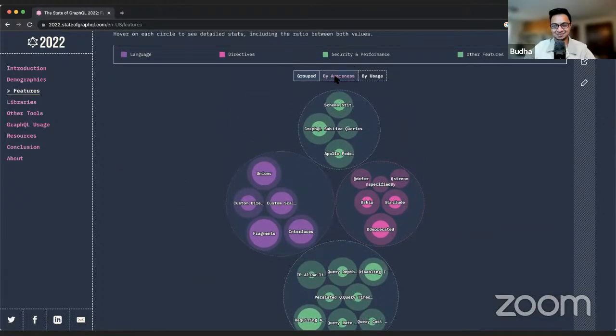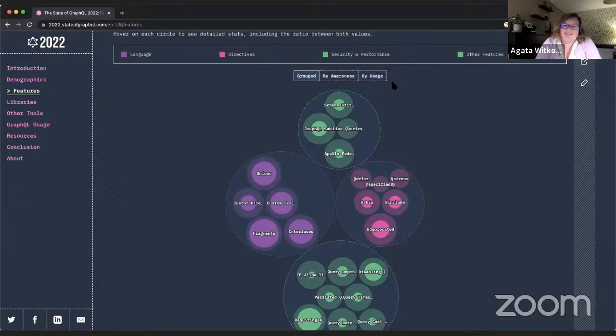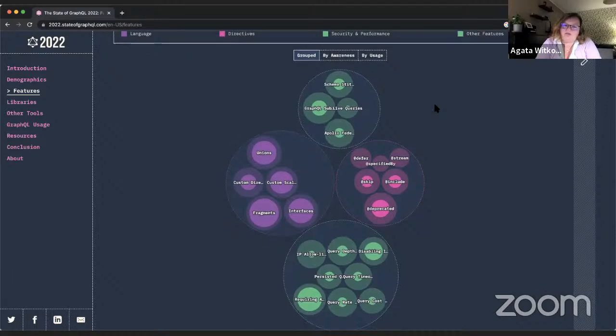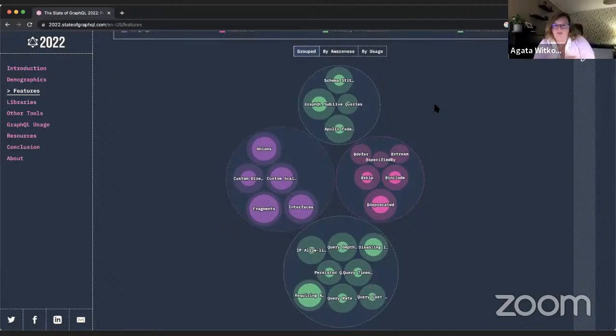Yeah. So looking at the bubbles first, it kind of felt that the respondents, okay, let's be very specific here, the respondents of this survey are very well familiar with GraphQL schema, and I feel like there is, and I don't think it's only the trend of this survey. I feel like it's the trend.